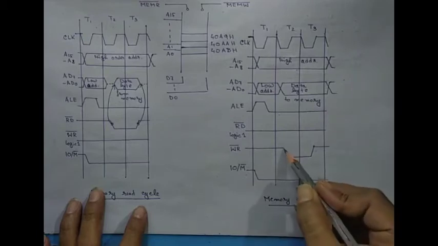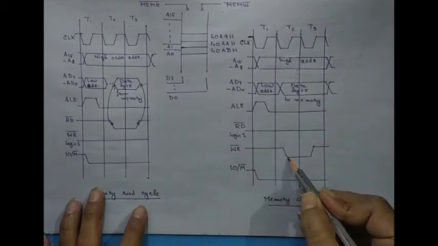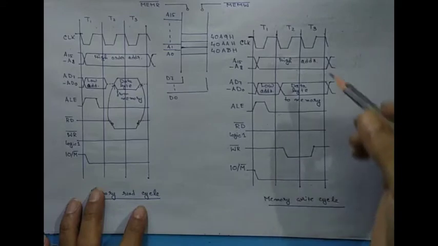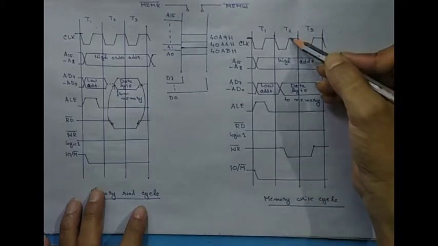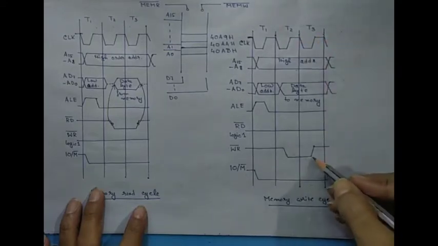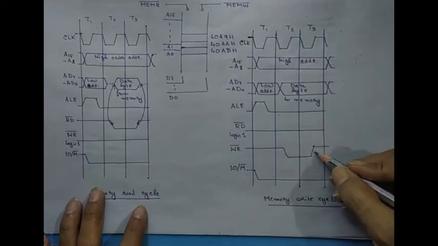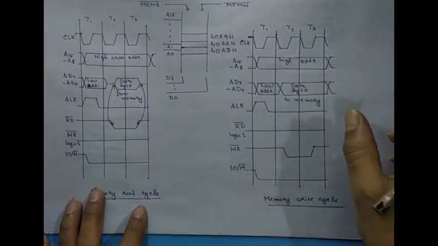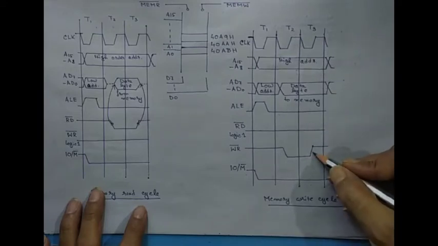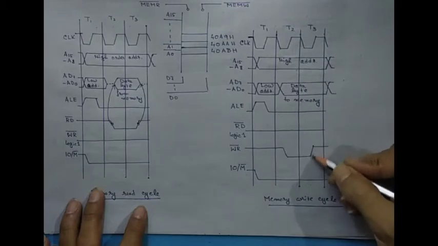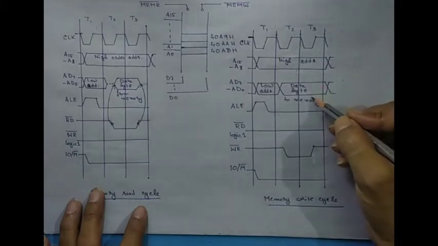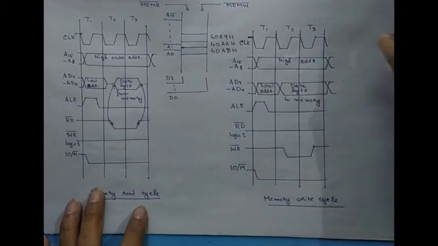So we also see that write bar will go to logic 0 at this moment, which is almost the middle of T2 period, and it will make a transition from 0 to 1 almost at the middle of T3 period. So the storing of data bits into the particular location, or latching, will occur here, and at this moment the data bits are well maintained on the external data lines.